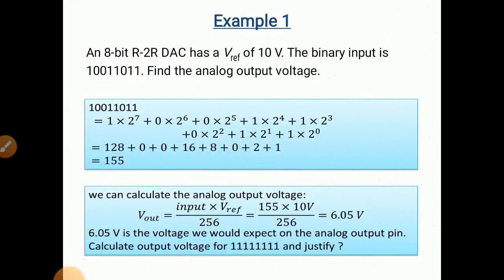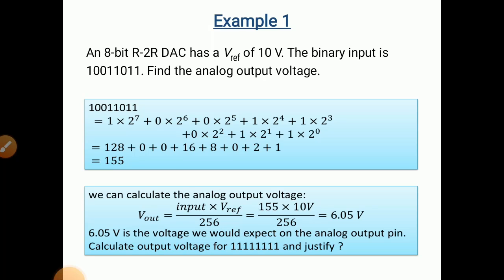Now this is the example. An 8-bit R2R DAC has a V reference of 10 volts. The binary input is 10011011. Find the analog output voltage. This is one method to find the analog output voltage. First of all we have to calculate the digital input value. How can we find it? We have to multiply each and every bit by a power of 2, like 1 into 2 raised to 7 plus 0 into 2 raised to 6 plus 0 into 2 raised to 5, 1 into 2 raised to 4. Like this we multiply each bit by its weight, and we will get the answer as 155.